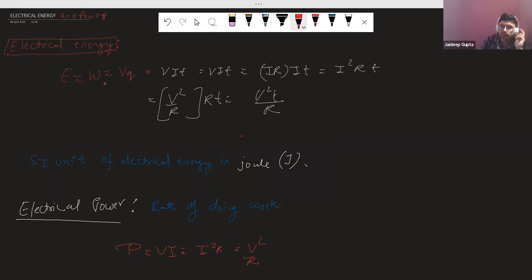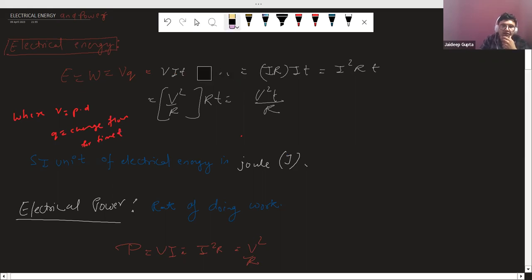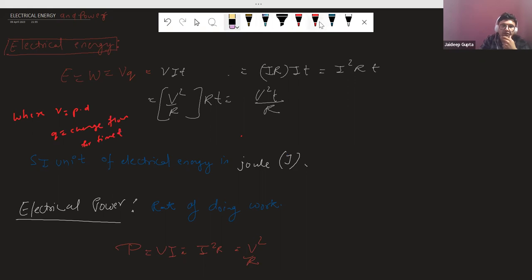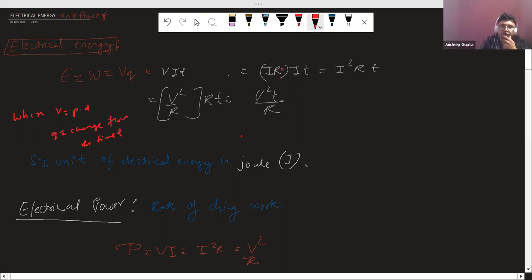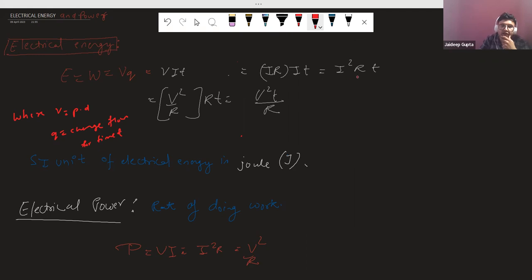Electrical energy is equal to work done. The formula you have to remember: electrical energy, work done, equals V times Q, where V is the potential and Q is the charge that flows for time T in the circuit. So Q equals IT, and V equals IR. So I square RT is a formula to calculate the energy.